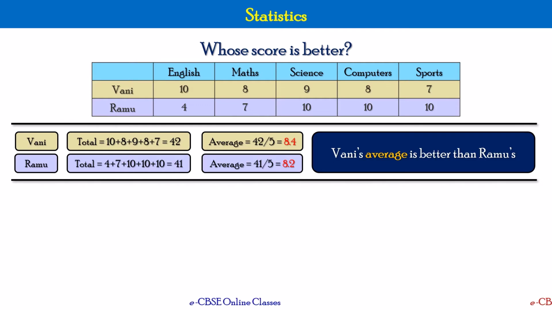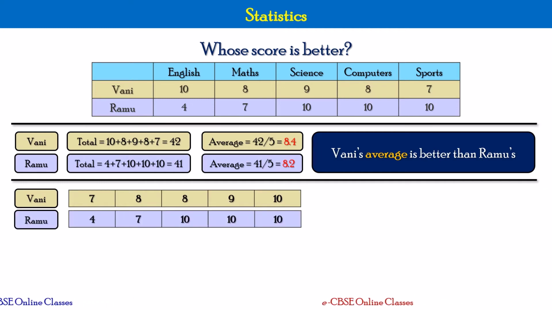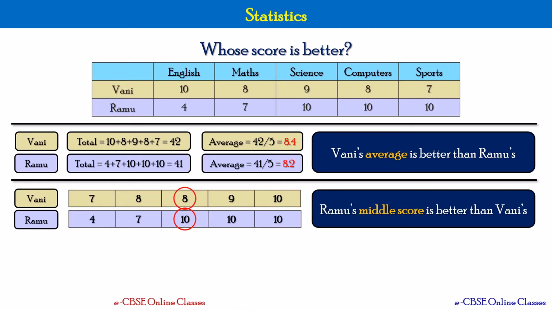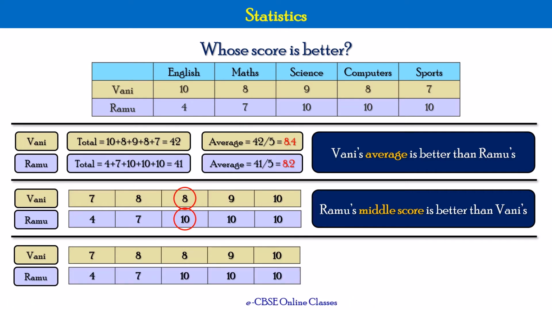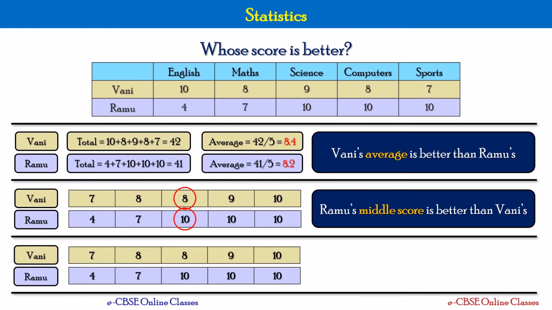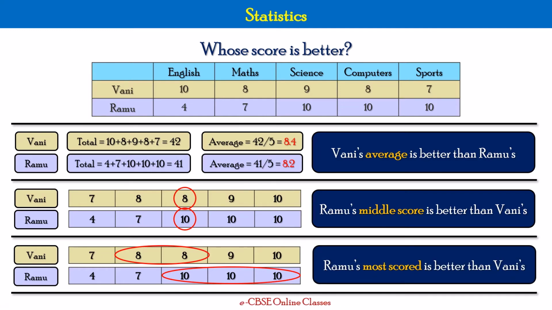But Ramu has a different argument. He says, let us sort our data into ascending order. So he did the same for Vani's and Ramu's scores and he picked the middle score. He said, my middle score is better than yours. So he says Ramu's middle score is better than Vani's. And he didn't stop there. He used the same sorted data table, and said, you have obtained 8 marks in maximum number of subjects, whereas I have obtained 10 marks in maximum number of subjects. So my most scored is better than yours.